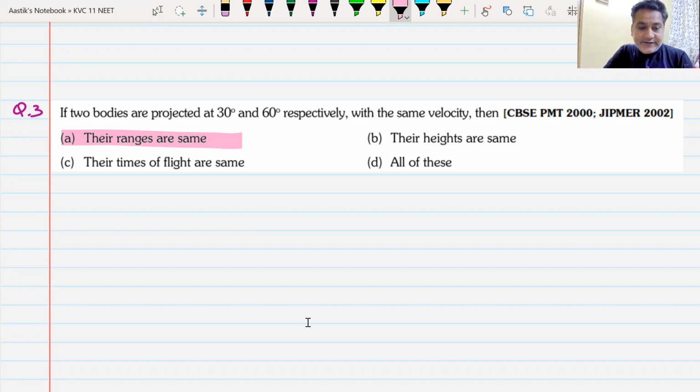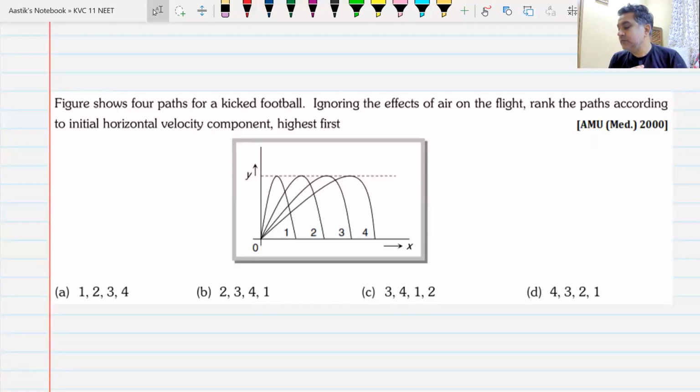Comes the next one, my dear friends. This one. The figure shows 4 paths for a kicked football. Ignoring the effects of air on the flight, rank the paths according to initial horizontal velocity, highest first. So you have to rank them in such a way that the ball with the highest velocity horizontally is first, then the second, then the third, then the fourth.